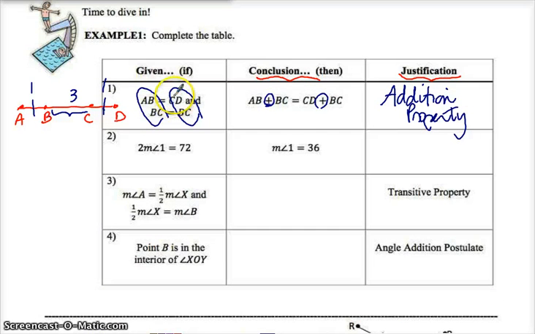So this was given, we told you what the conclusion was. Why can you conclude that? Because of the addition property. Let's look at the second one.